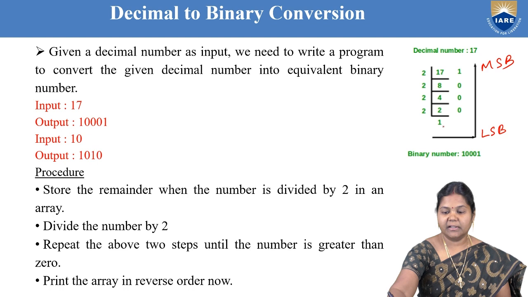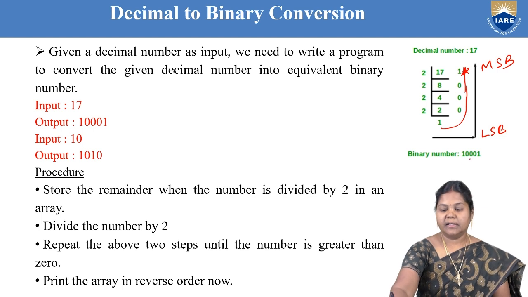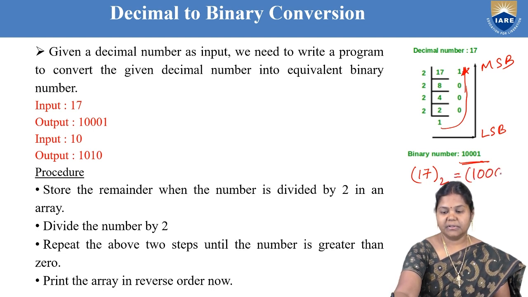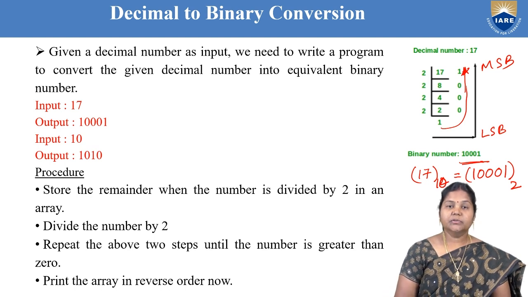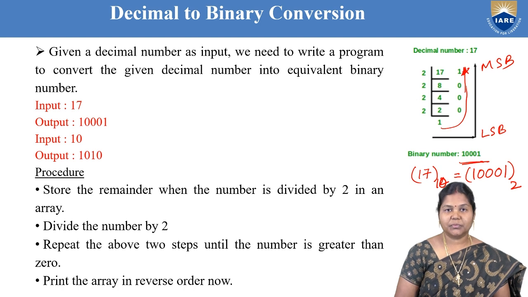So you can see over here, the output you have to read like this: it is 1 0 0 0 1. So the equivalent for the decimal number 17 is 1 0 0 0 1, which is nothing but binary. So here it is base 10 and here it is base 2. So how to do this problem? To solve this problem, what is the procedure you have to follow?